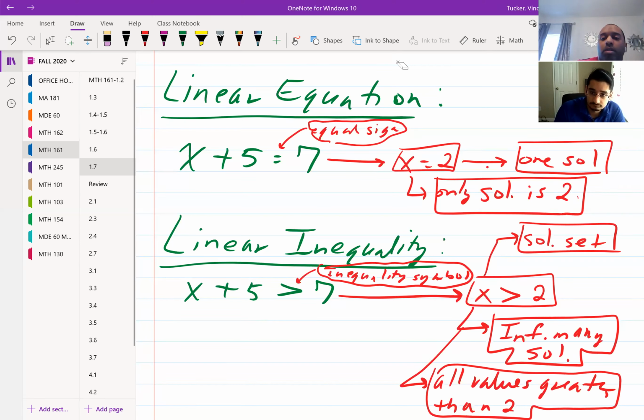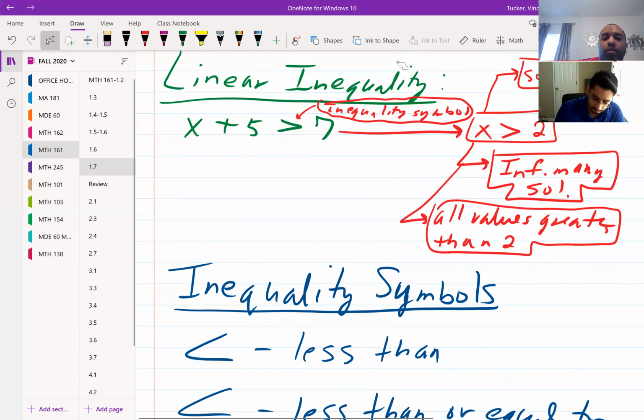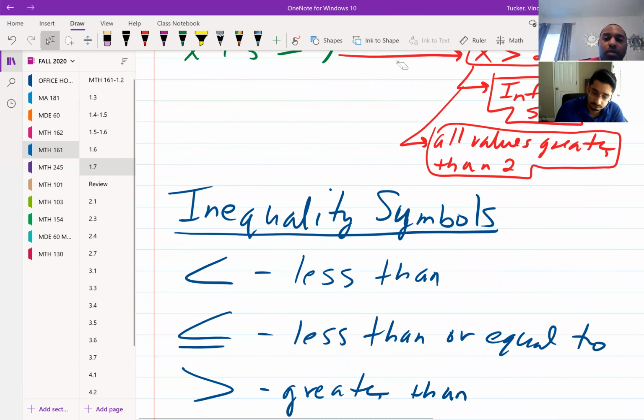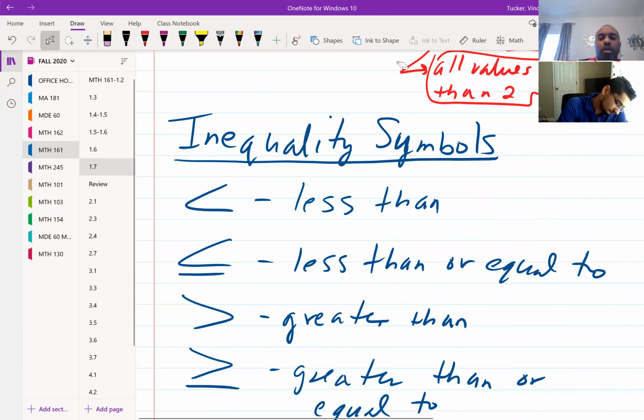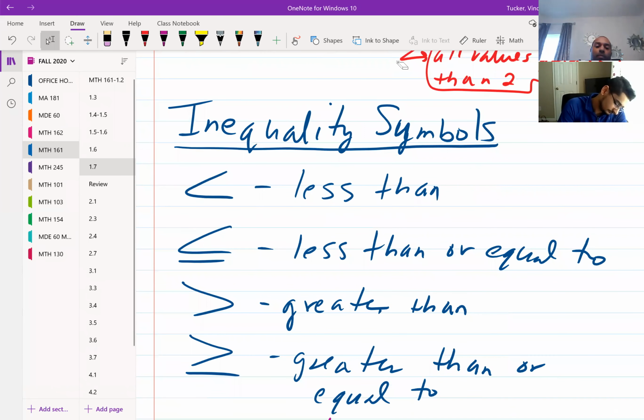All right, let's scroll up to our inequality symbols. We have less than or equal to and greater than or equal to as the symbols that we use for our inequalities.